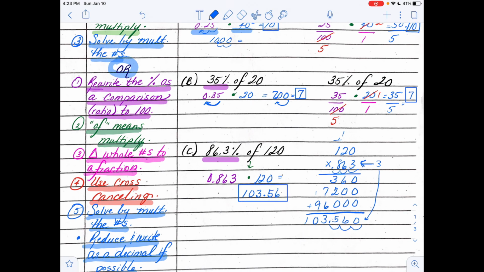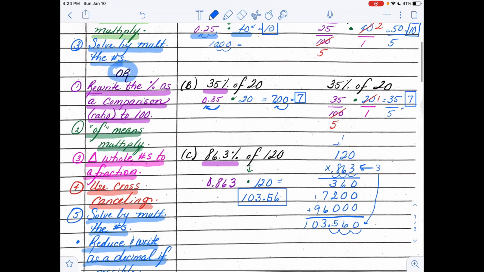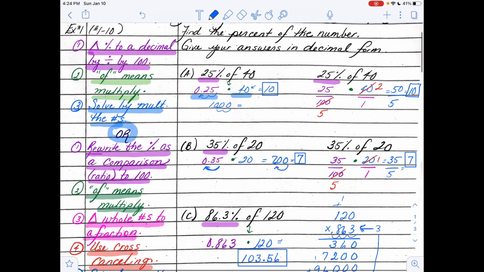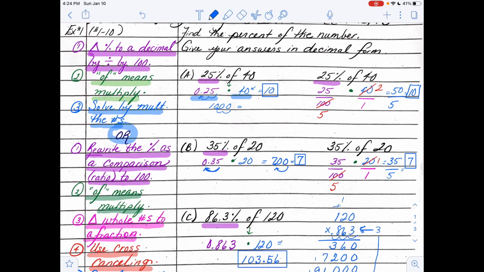So again, when you're finding the percent of a number, change that percent to a decimal and multiply. Or make that percent into a ratio compared to 100 and again multiply. Once you can get those steps down, you'll find out that finding the percent of any number is not too difficult. So make sure you got your notes down ready to go, and I'll see you in class.